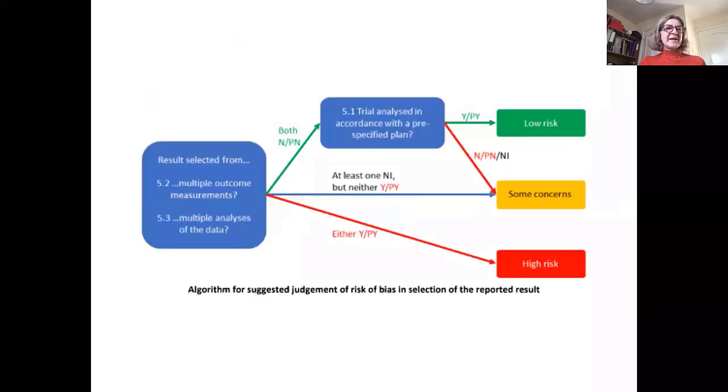Okay, my final example is the final domain, domain 5. And domain 5 is about selection of the reported result. So what we're looking for here is, have trialists perhaps tried to present results that they think may be more favourable, or depending what their unconscious bias might be, are they presenting results that are selected and don't perhaps reflect the actual results from the trial?